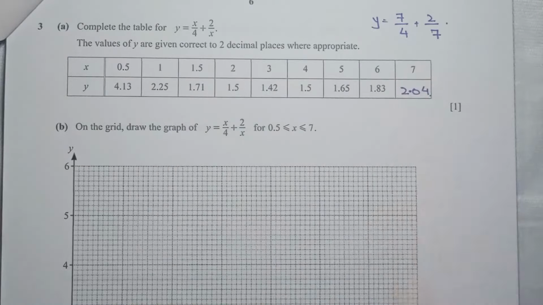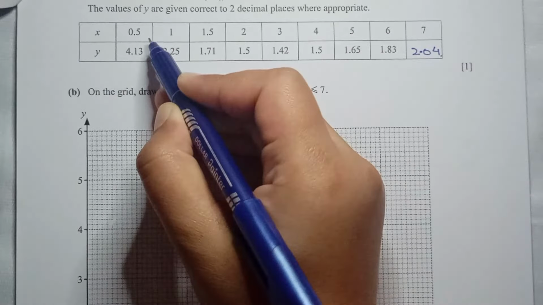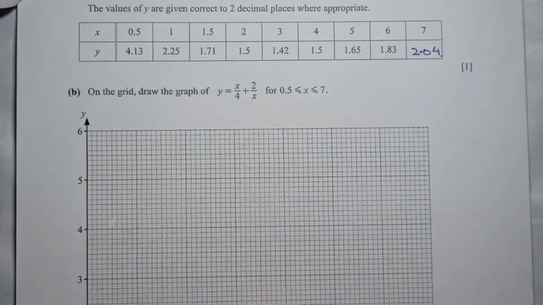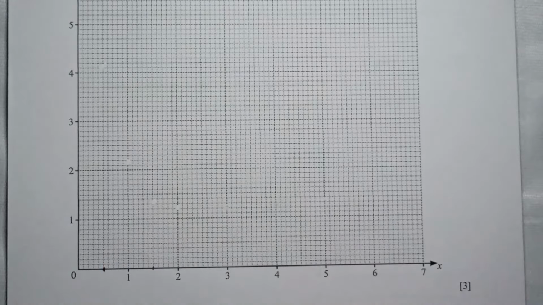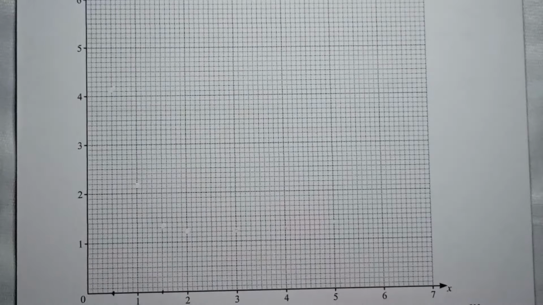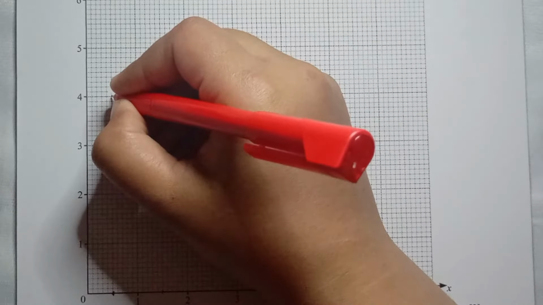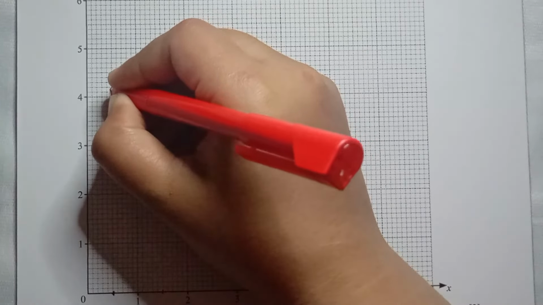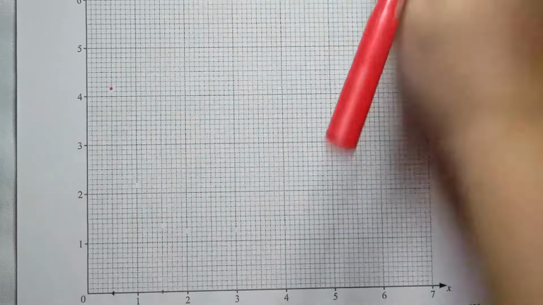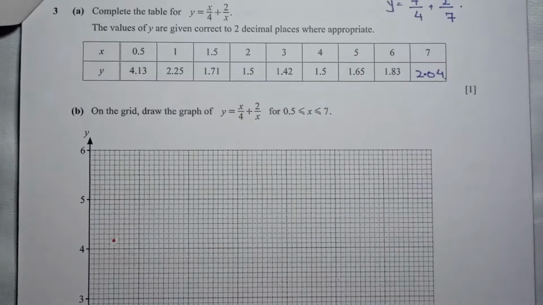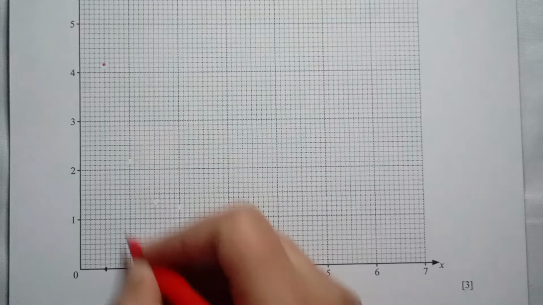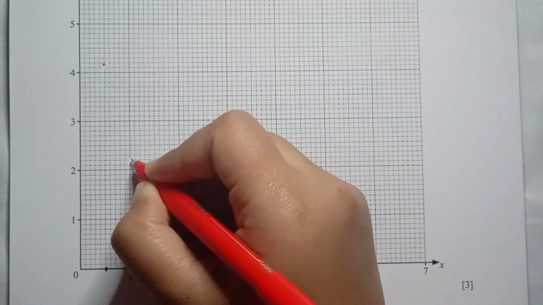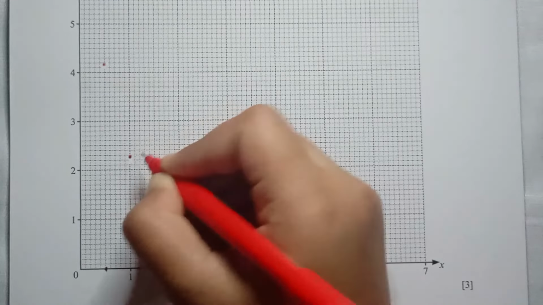Now for the B part, on the grid, draw the graph of the function for x equals 0.5 to x equals 7. Okay, when x is 0.5, the y is 4.13. So x is 0.5 over here, the y is 4.13, in the middle of 4.1 and 4.2. Now for the second point, when x is 1, the y is 2.25. This point.